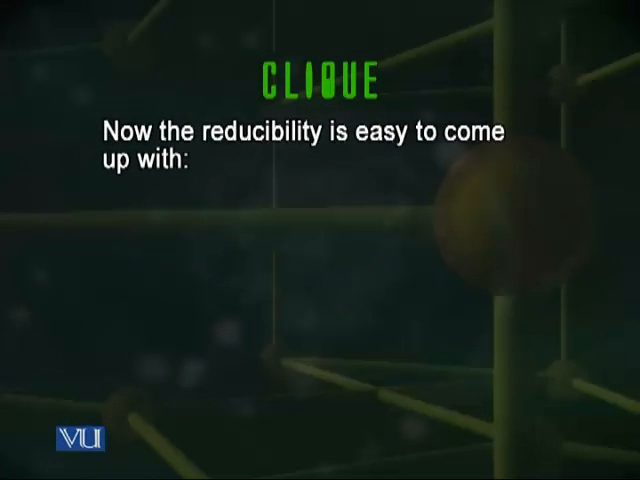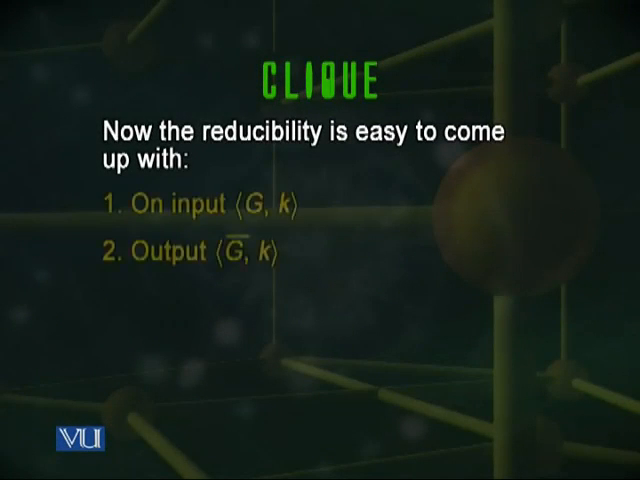So now the reducibility is easy to come up with. The reducibility is just given by this very simple algorithm which says that on input G, K, output G complement, K. So all this reducibility does is complement the graph. And that's our reducibility. Now, it's easy to see that if G had a clique of size K, then G complement will have an independent set of size K. And if G had an independent set of size K, then G complement will have a clique of size K.